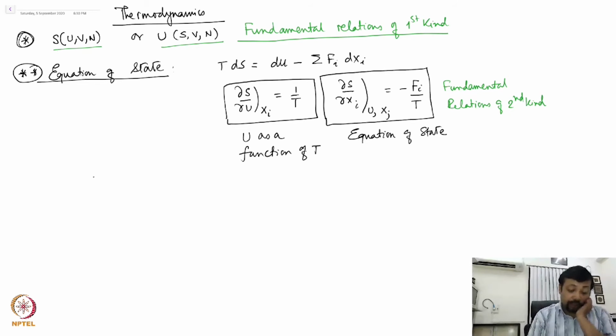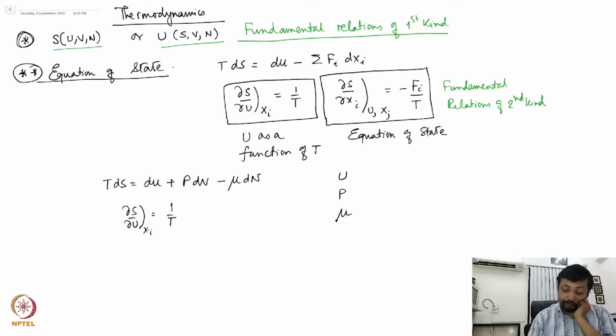So if you write down for the hydrostatic system, which is for a fluid, TdS is dU plus pdV minus mu dN. In this particular case, you have to know U as a function of T, p as a function of V and N and T, and also mu. If you know all of this, then you can reconstruct back this. How? Well, that is very easy, because you know that del S del U is equal to 1 by T, Xi are fixed.